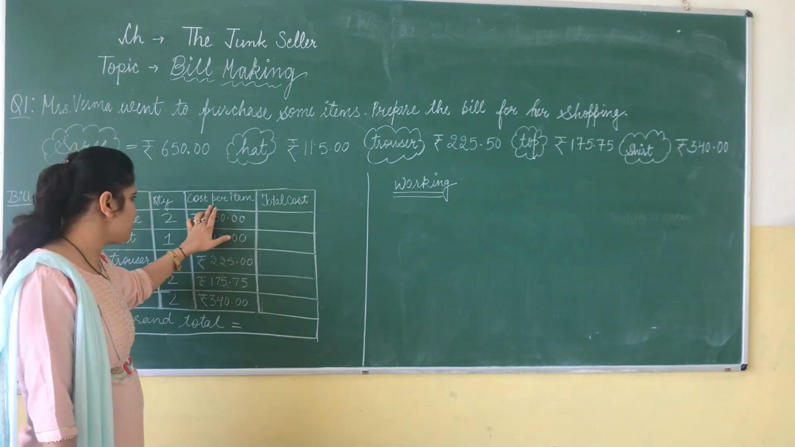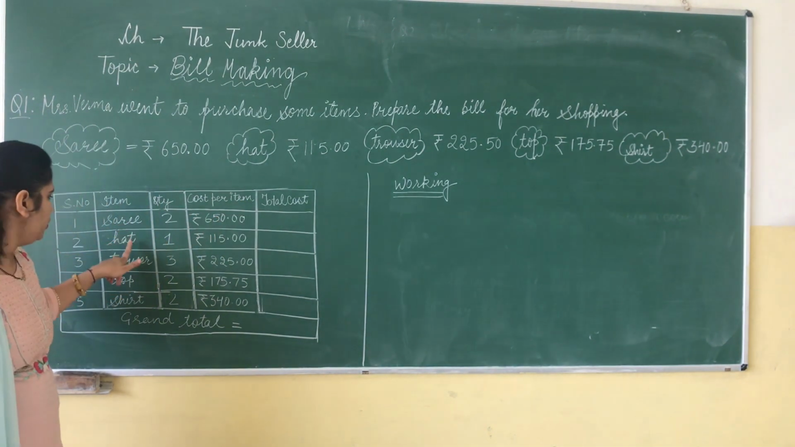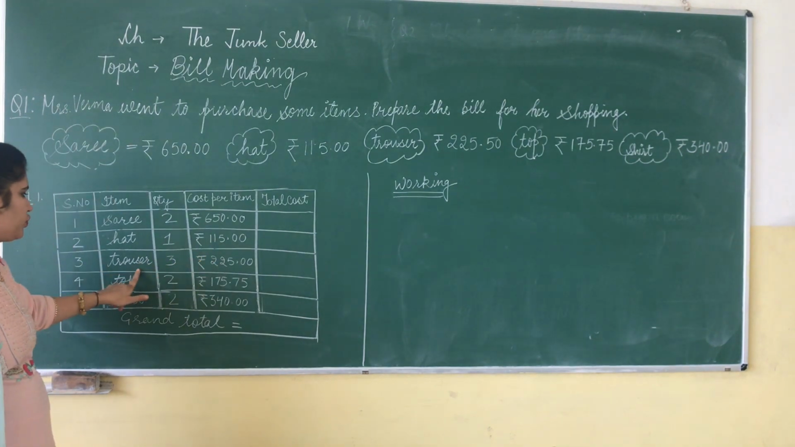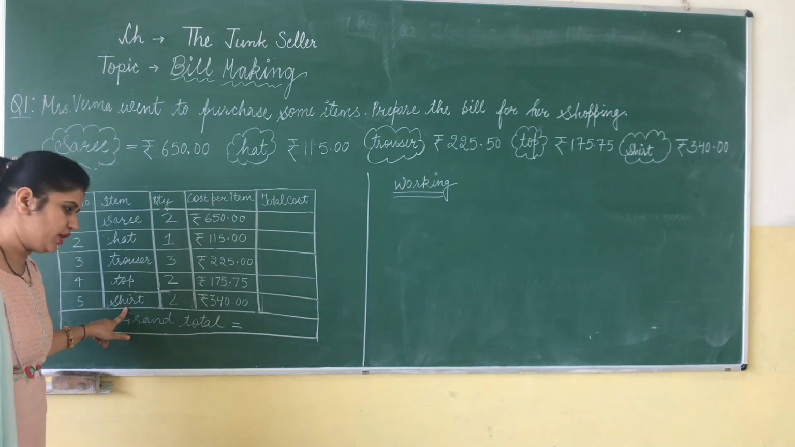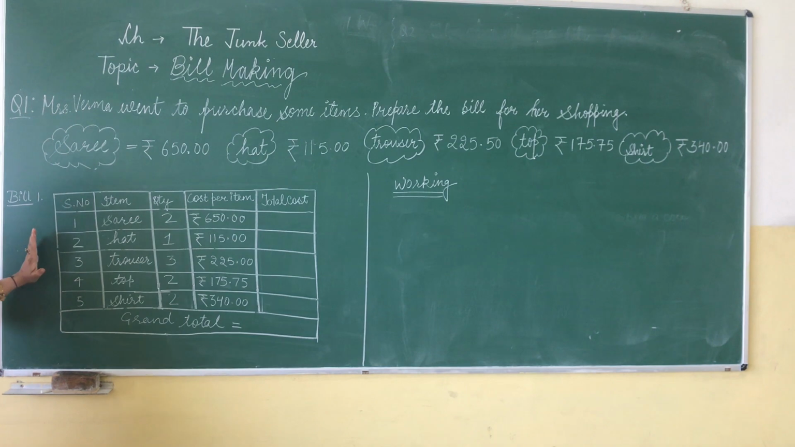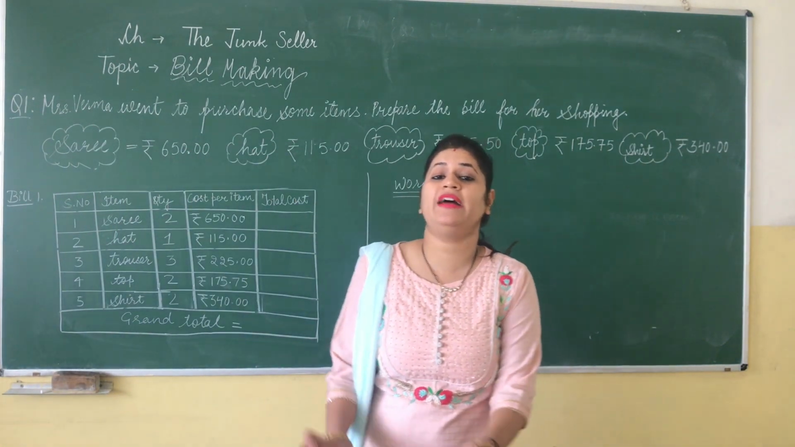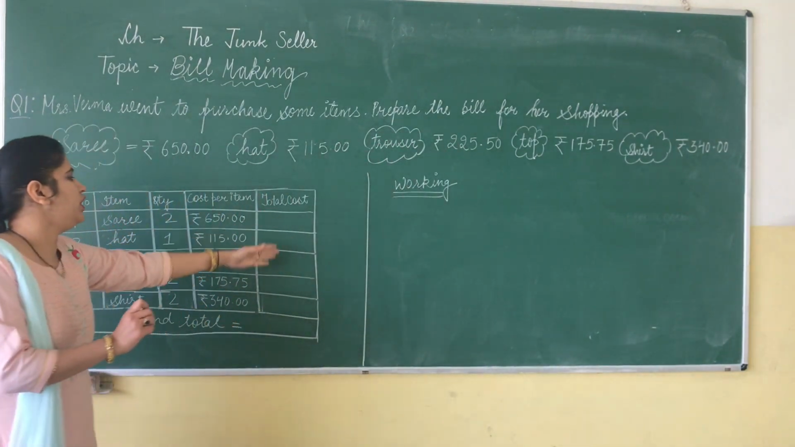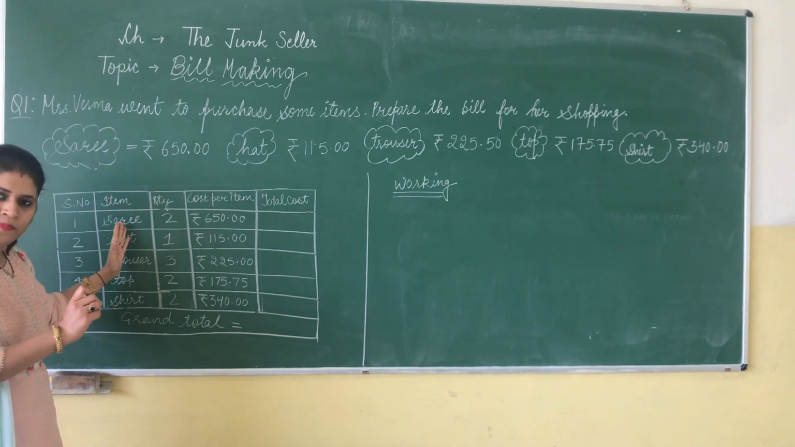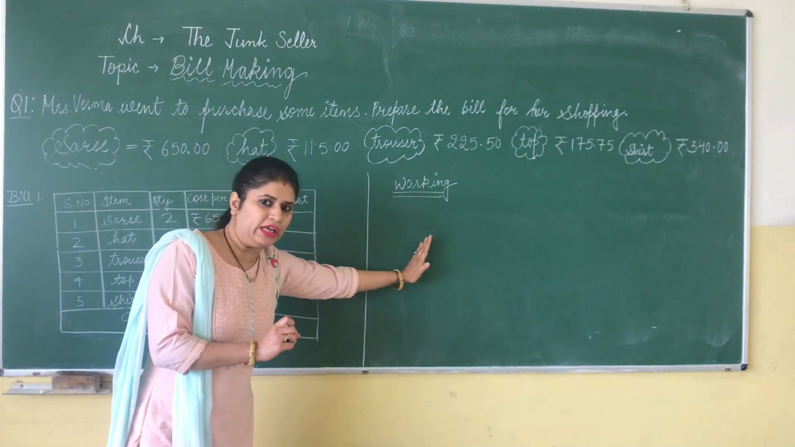In the fourth column, it is given cost per item. Like the cost of one sari is given, the cost of one hat is given, the cost of one trouser is given, the cost of a top is given, the cost of a shirt is given. This is the format of a bill. We need to find the grand total, how much amount she has spent on all the items. So first of all, we will find out the cost of all the items per item. Then we will find out the grand total. Here we will do the working part.